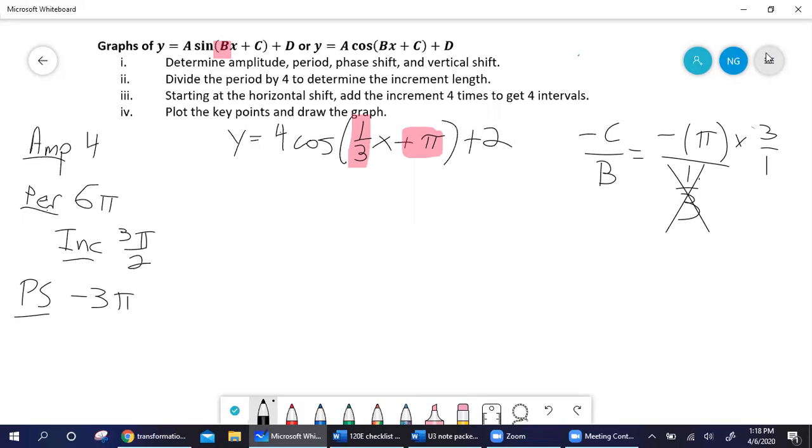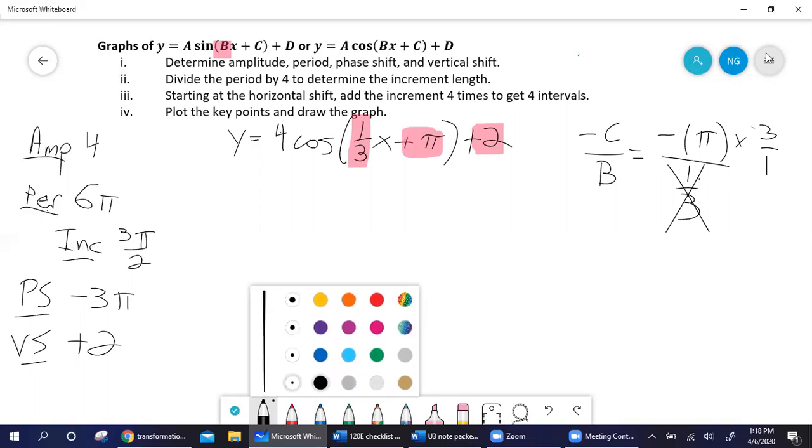This also has a vertical shift because there's something added on the end. So the vertical shift would be up 2 or plus 2. So this has a little bit of everything happening. This is about as complicated as I can make one of these.